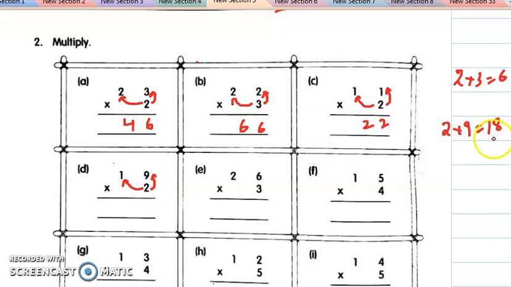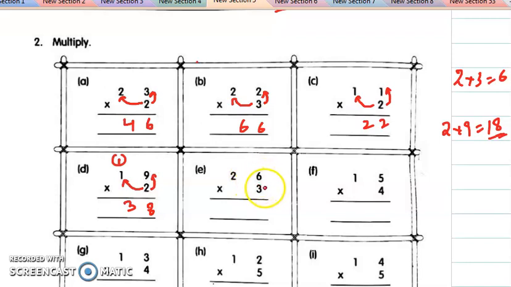As 18 is a number bigger than 9, I will write only 8 here, and this remaining 1 will be carry. So now 2 times 1 makes 2, and then this carry we will add. First I will multiply 2 with this number and then add the carry. 2 times 1 is 2 plus 1, it will give 3. So it means 19 times 2 gives 38.